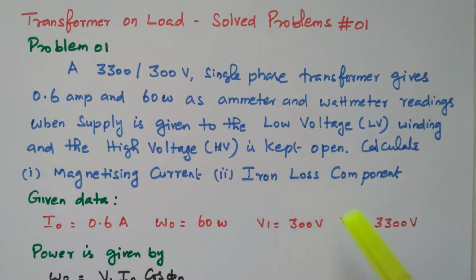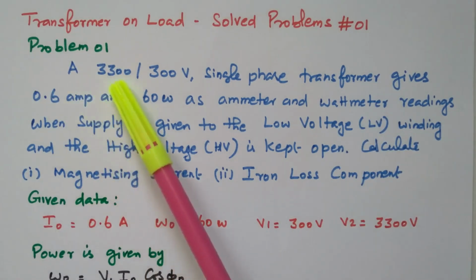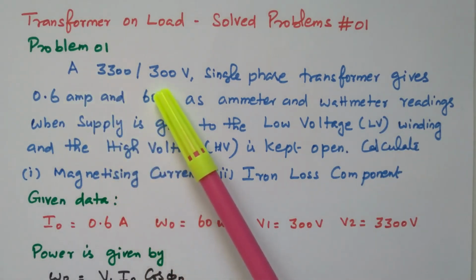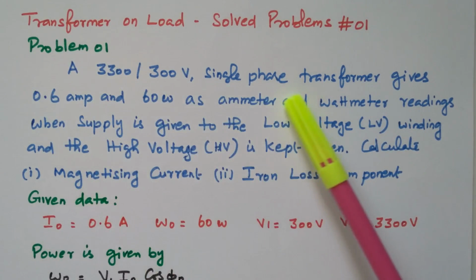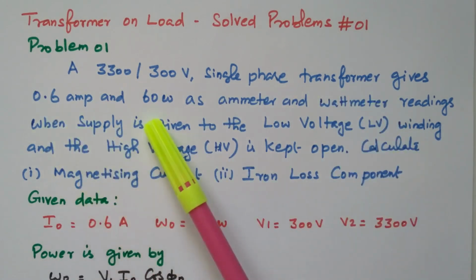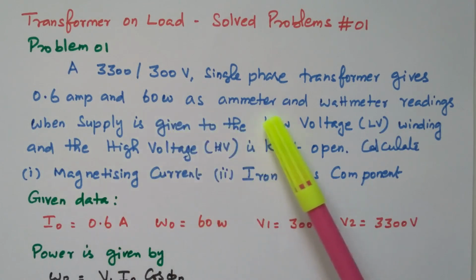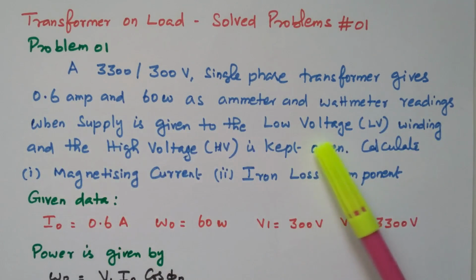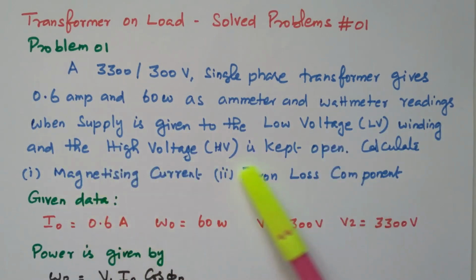Now we'll go to the topic. Now we'll see problem 1. A 3300 volt by 300 volt single phase transformer gives 0.6 ampere and 60 watts as ammeter and wattmeter reading when the supply is given to the low voltage winding, LV winding, and the high voltage winding is kept open. Calculate the magnetizing current and iron loss component.